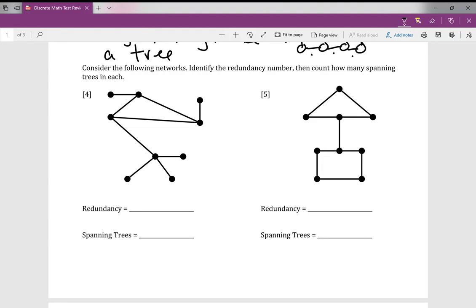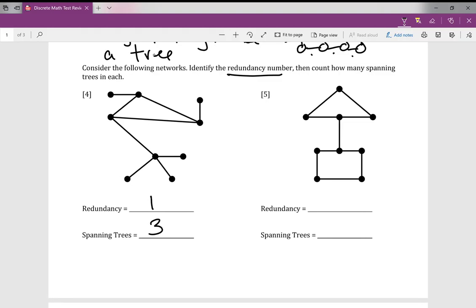Number 4, consider the following networks. Identify the redundancy number. That just means how many extra edges we have. If I take one of these edges out, I'll break the circuit. So I have a redundancy number of 1. But how many different ways can I choose to take that edge away? And that's 3, so it gives us 3 different spanning trees.